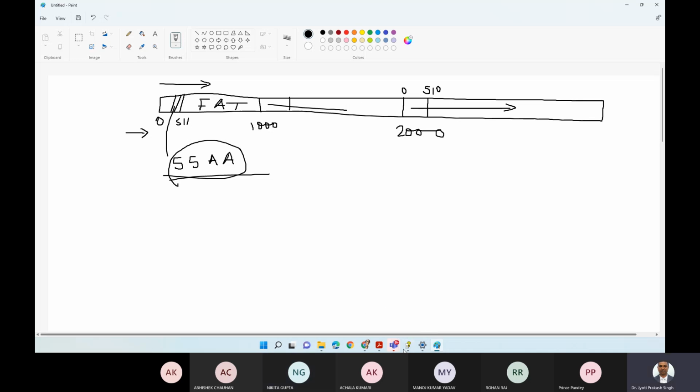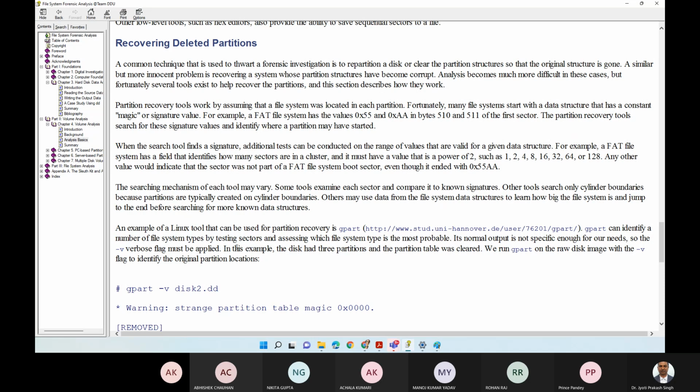So that's what it is saying here. So it has a value. The partition recovery tool searches for these signature values and identifies where a partition may have started. When the search tool finds a signature, additional tests can be conducted on the range of values for a given data structure. For example, a FAT file system has a field that identifies how many sectors are in a cluster. It must be a value that is a power of 2.